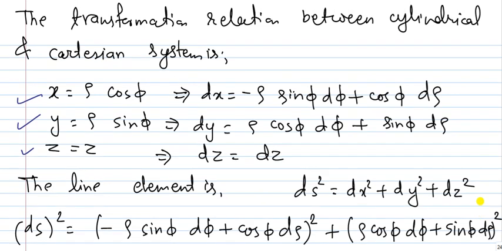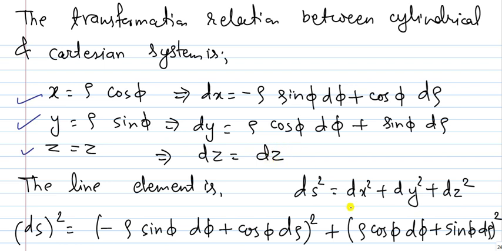Now the transformation relations between the Cartesian coordinate system and the cylindrical coordinate system are x equal to rho cos phi, y equal to rho sin phi, and z equal to z. Then let us find dx. dx can be found by using the product rule: u dv by dx plus v du by dx. So rho times the derivative of cos phi, which is minus sin phi d phi, plus the other term. In a similar way you can find dy and dz.